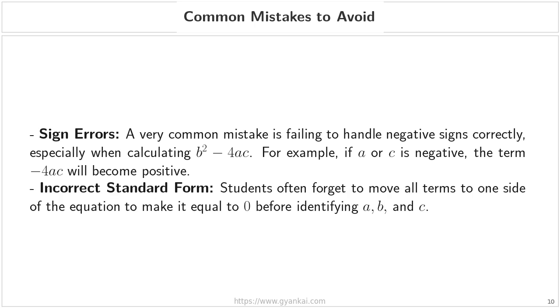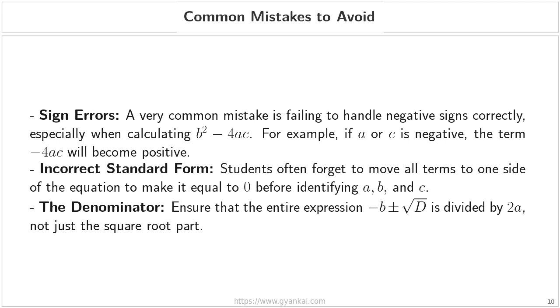Second, please ensure you are working with the correct standard form. As we discussed earlier in the lesson, the formula only works when the equation is set equal to 0. A common mistake is to identify your coefficients directly from an equation where terms are still scattered on both sides. You must always rearrange the equation so that everything is on one side, making it equal to 0, before you attempt to pick out your a, b, and c.